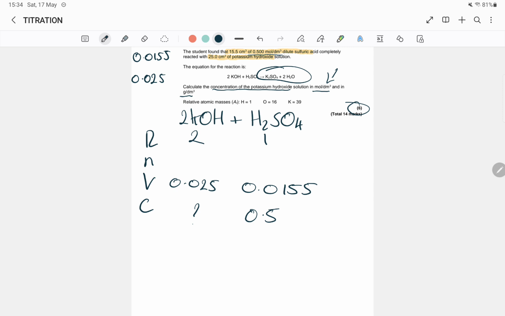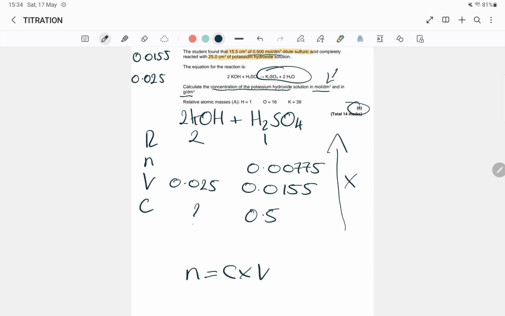So, a bit like a reactant mass calculation, for me to be able to calculate this concentration, this question mark of potassium hydroxide, I first need to work out my moles of sulfuric acid. And to do that, I'm going to have to work up my table, therefore I'm going to times it, which makes sense because moles equals concentration times volume. So 0.5 times 0.0155 is the same as 0.00775.